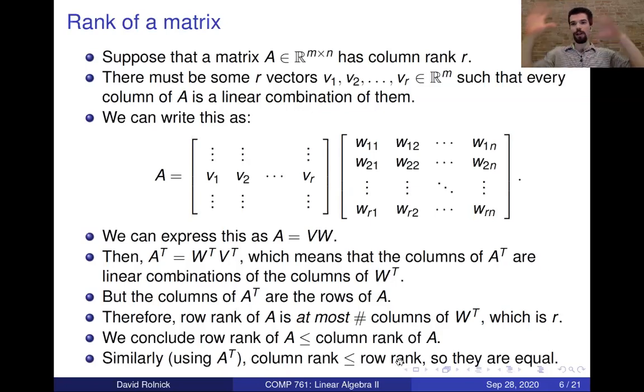I realize there are a lot of transposes going on. I would encourage you to just take a look at the slide afterwards. It's not actually difficult. It's just there are a lot of transposes floating around. But doing the same thing with A transpose, we can show column rank is less than or equal to row rank. And since each of them is less than or equal to the other one, they have to be equal. So yes, they are equal.